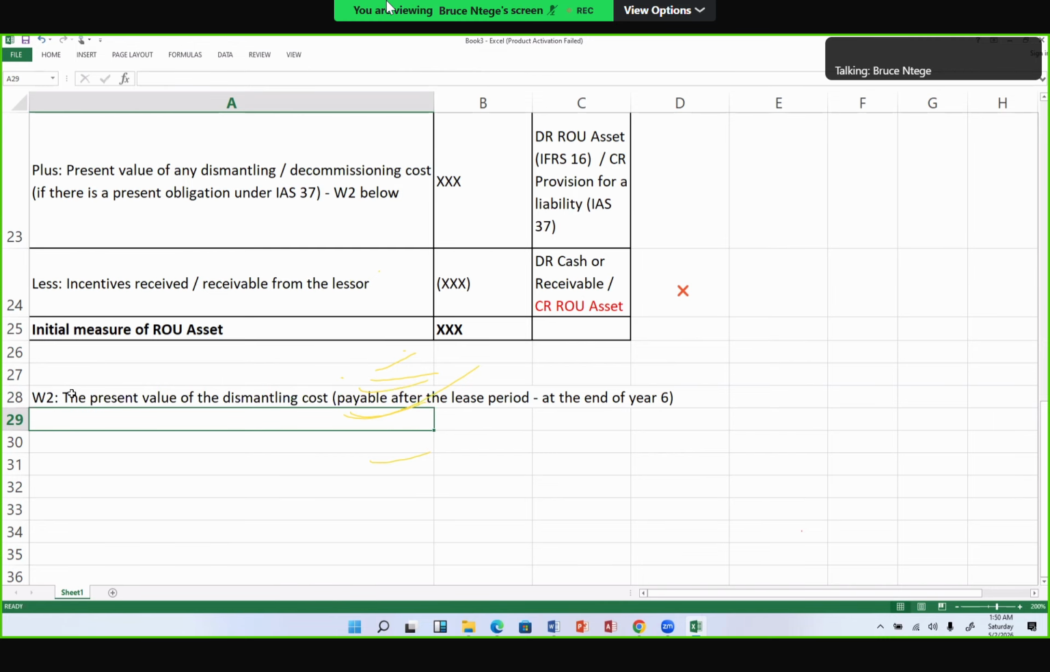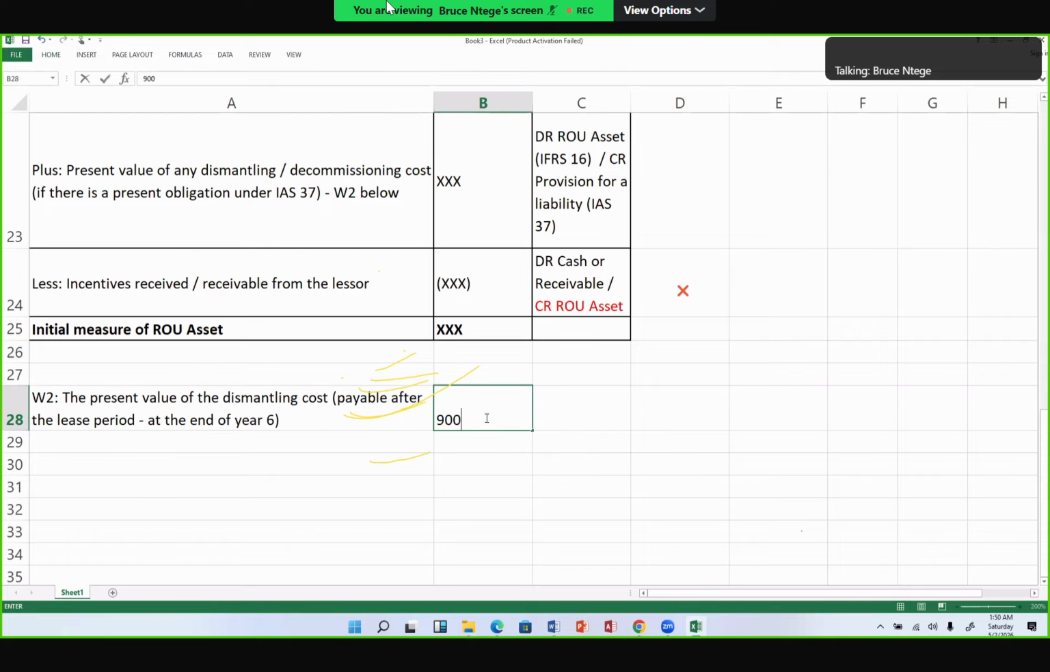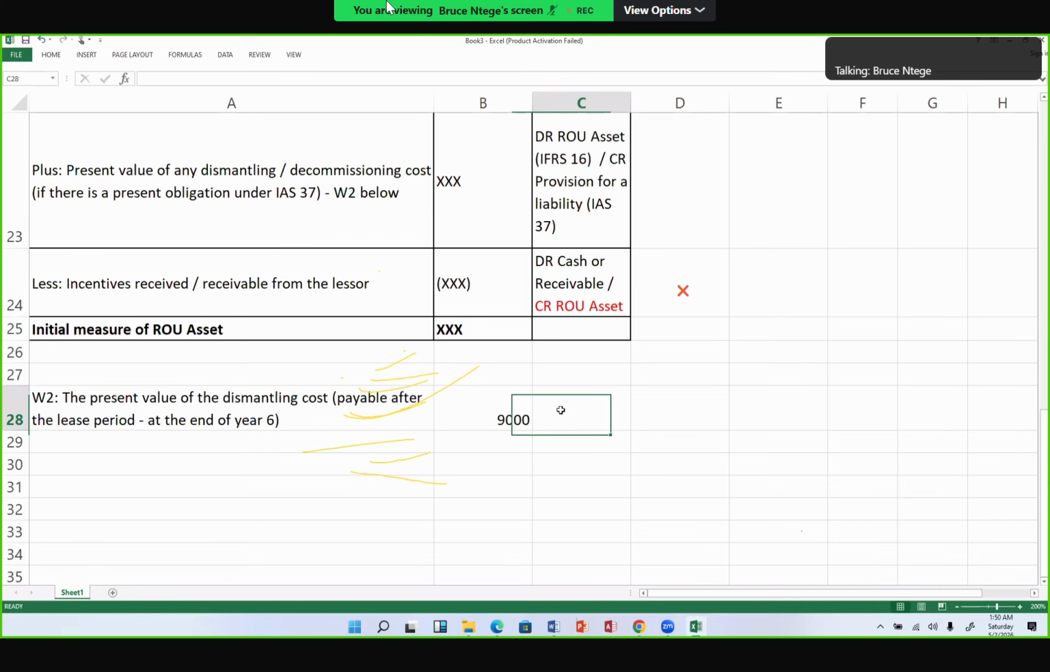Okay, so that present value of the dismantling cost is going to be computed based on the fact that you're going to pay 9,000. I remember that figure was 9,000. Let's double check. Yes, they told us that you're going to disburse 9,000 francs to restore the asset, and the discount rate is 9%, and that will be at the end of year 6. So the discount rate is going to be 9%. So that means 1 over 1 plus 9%, to the power 6, because it will be at the end of the 6th year.